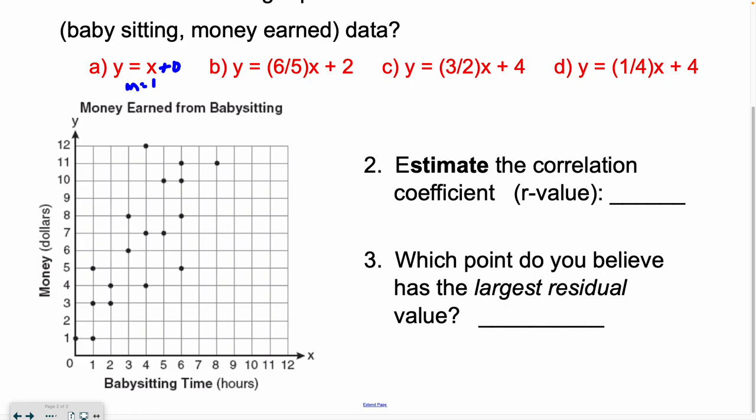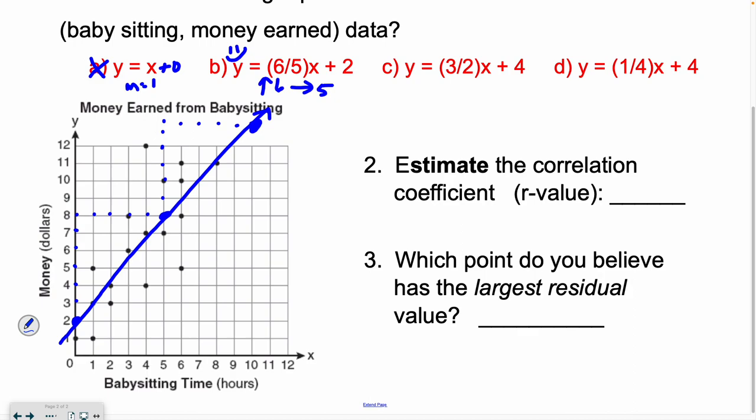Maybe I take choice B and do the same thing. Y-intercept of 2, and then a slope of 6/5. So I would go up 6/5 and do that a couple times and see what that looks like. From 2, go 1, 2, 3, 4, 5, 6. Something like that. What do you think about that one? I kind of like that one. I'm going to save that one.